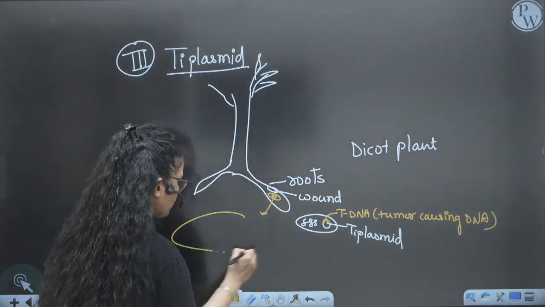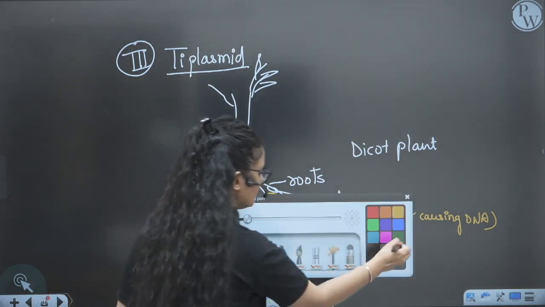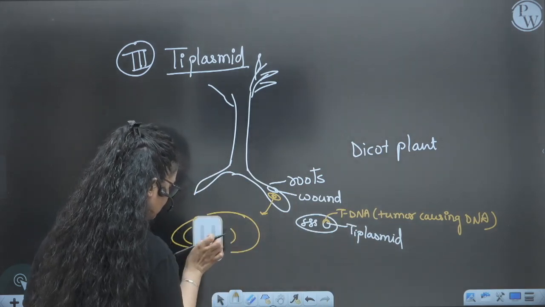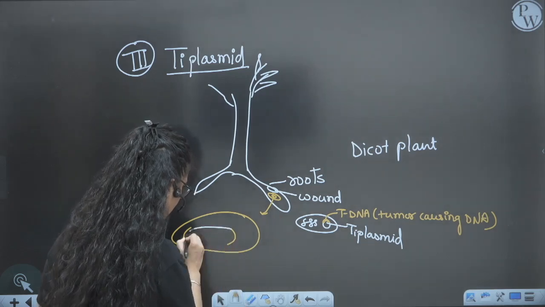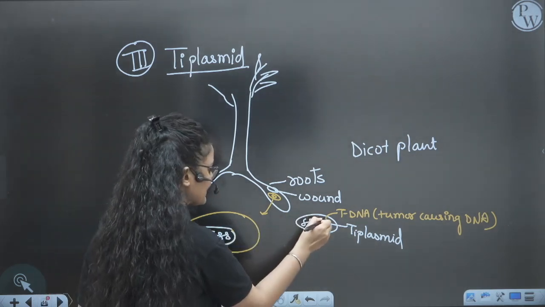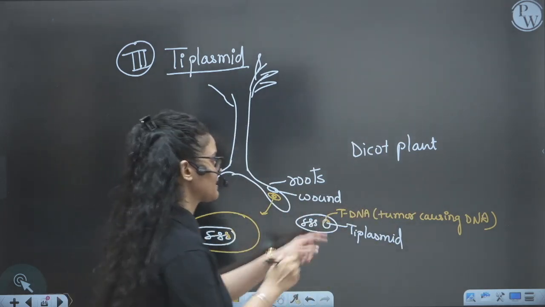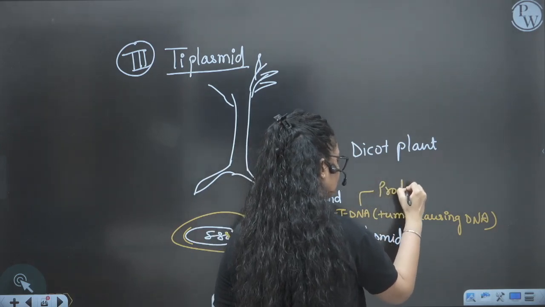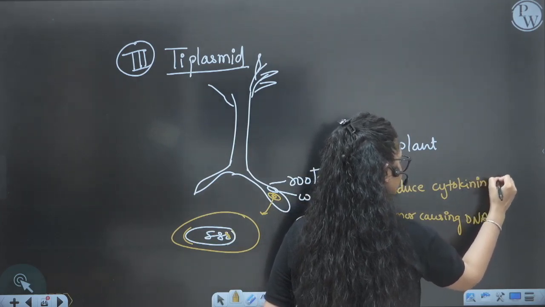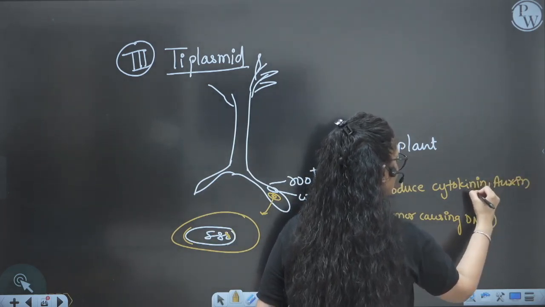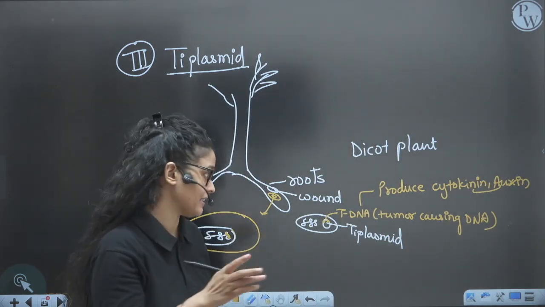So if we see the root of the plant cell, suppose this is the DNA of the plant. This tDNA gets incorporated with the plant DNA, right? And this tDNA will produce a huge amount of cytokinin or auxin, so that continuous division will happen. We know these two hormones will do the continuous replication of the cells, right?